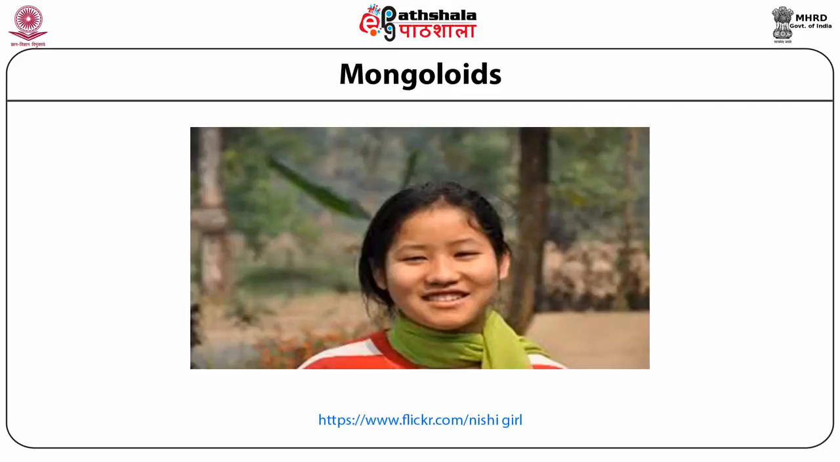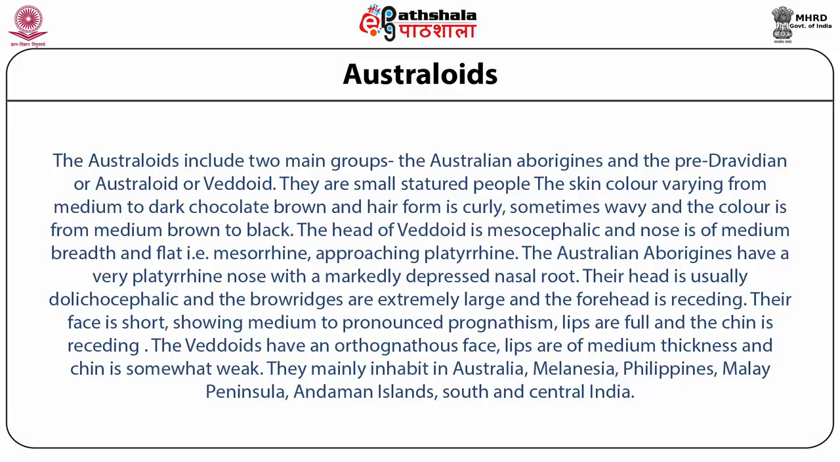Their head form is predominantly brachycephalic with a medium head height. The nose is mesorhine to platyrrhine. The bridge is usually low to medium. Cheekbones are high and flat. The lips are thin. Australoids are mainly inhabitants of Australia, Melanesia, Philippines, Malaya Peninsula, Andaman Island and South and Central India.